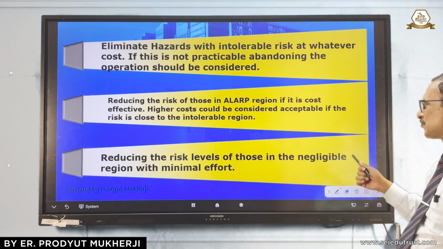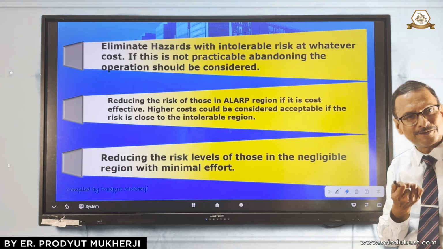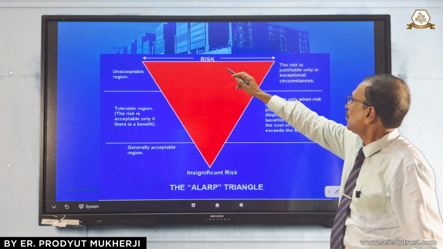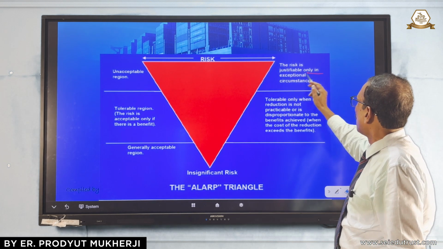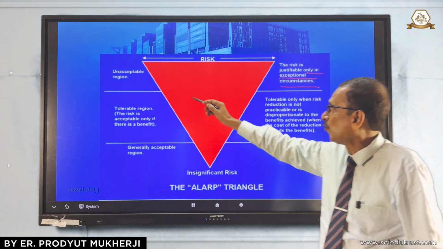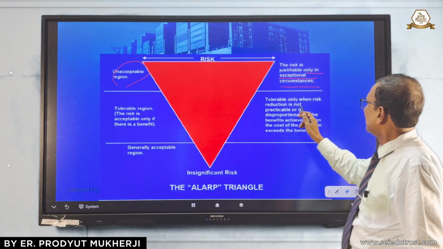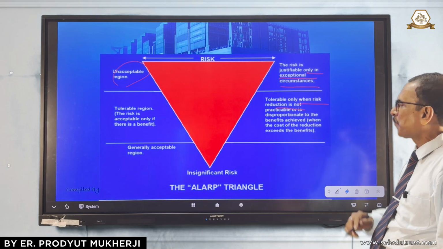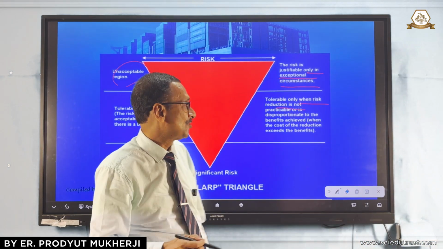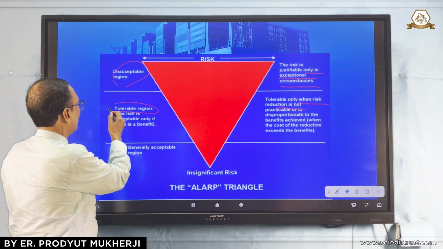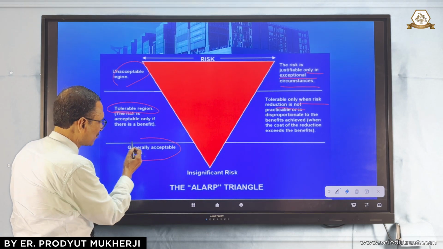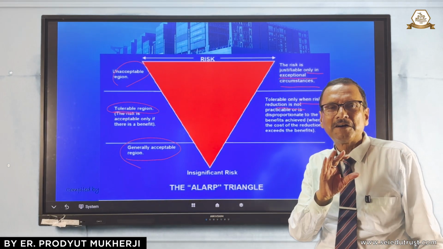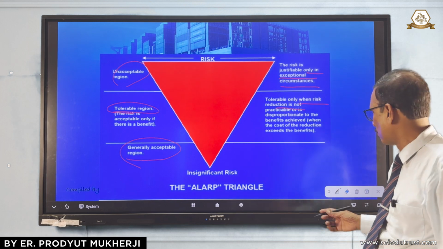Reducing the risk levels of those in the negligible region with minimal effort. This is the ALARP triangle. On top we see the risk is justifiable only in exceptional circumstances, though this is an unacceptable region. Tolerable only when risk reduction is not practicable or is disproportionate to the benefits achieved. This will be called the tolerable region. And finally, the base of the triangle is a generally acceptable region where the risk is within the comfort zone, that is the green zone.